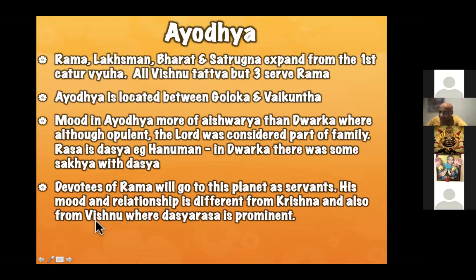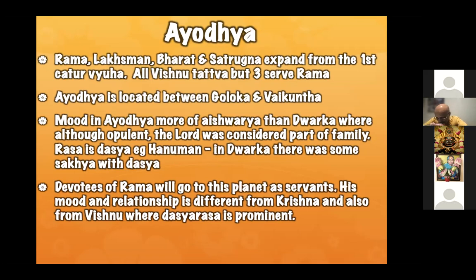In Vaikuntha, the distinction between Vishnu and his devotees is very, very clear. He's a master and devotees are servants. And that is the relationship they want, they love. For them, that's the best relationship. But the mood in Ayodhya is a little bit different from that. Although Ram is God, still he's a very personable God, where there's a fairly intimate relationship, a bit more than in Vaikuntha, but nowhere near Golok, where it's very informal.